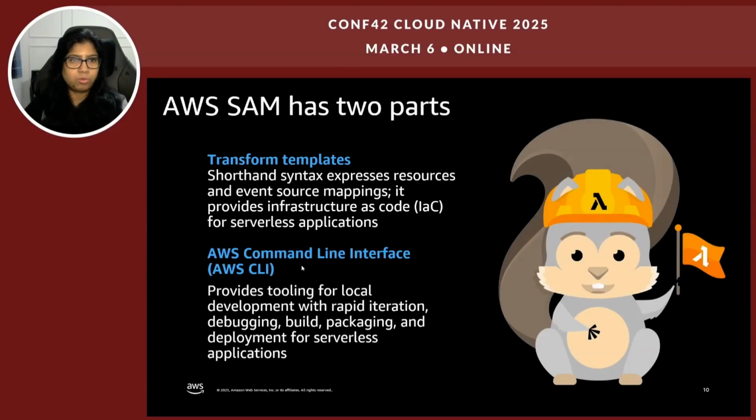SAM has two parts. One is the transformation templates, which is similar to a CloudFormation template, the YAML template, which can be used as infrastructure as code. And next is the SAM CLI, which is used for local development and testing, building, and packaging. And also from there, you can directly deploy, create pipelines and lots more. So we will see an example of all of this across the development cycle using this GenAI application as an example.